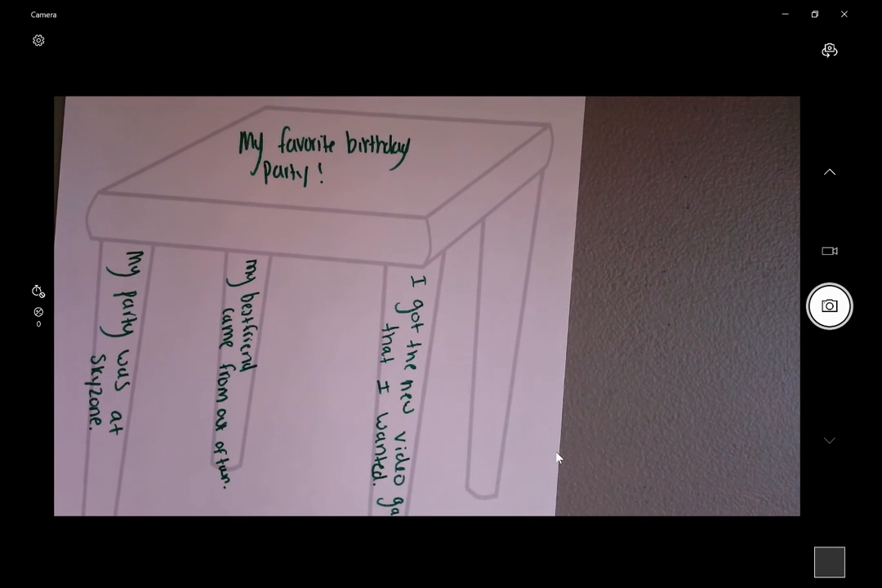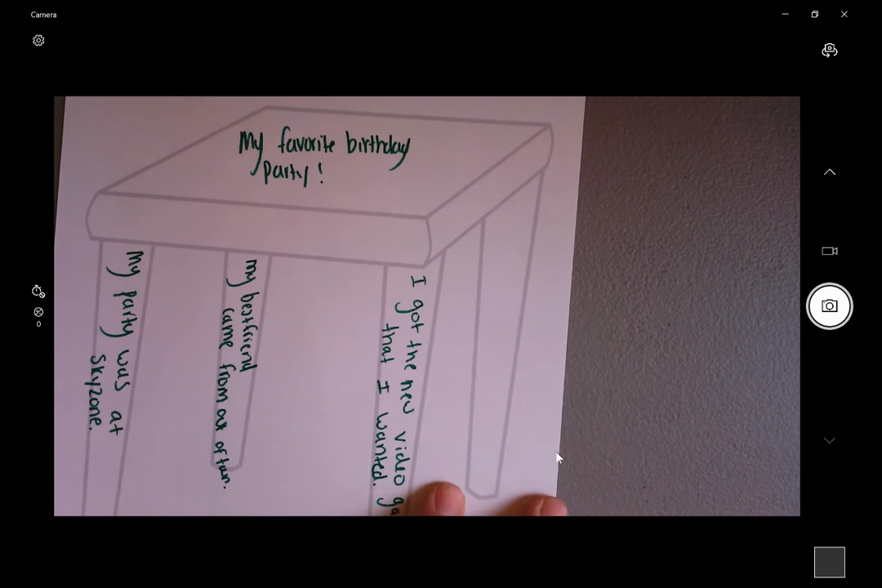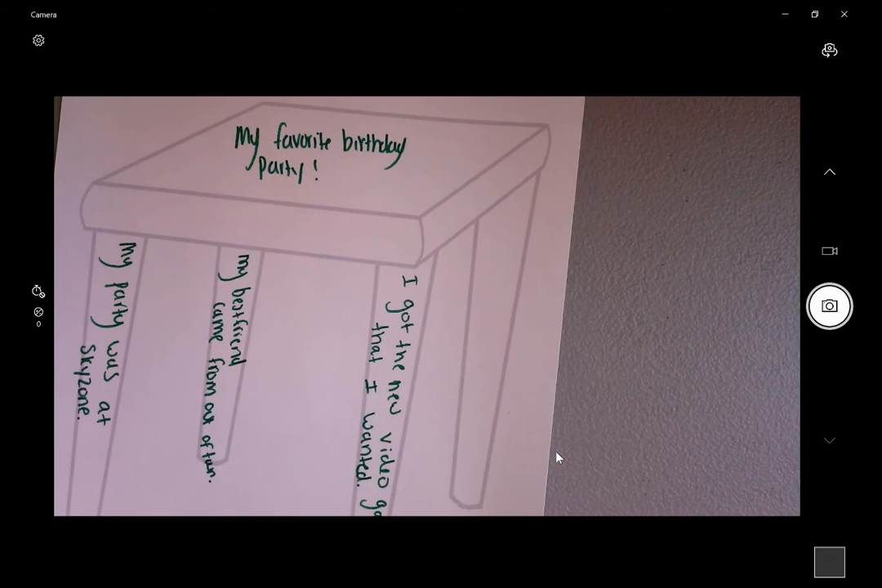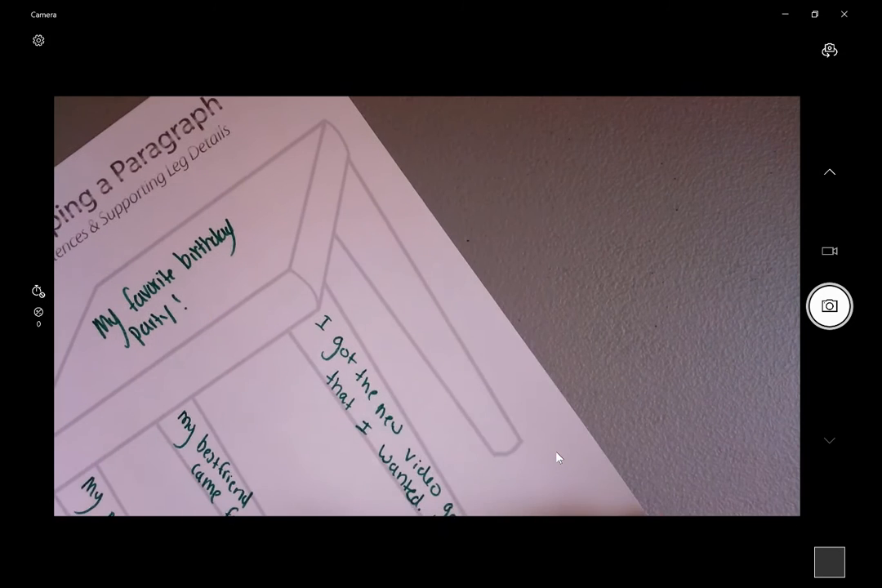All right. Again, we cannot have a table stand up with just three legs. So we need to add one more detail that would support why this was the best birthday party ever. All right. And we're going to think when we invite people to our birthday, we would love, right, for all of them to come. That would make it super special if everyone was able to come.